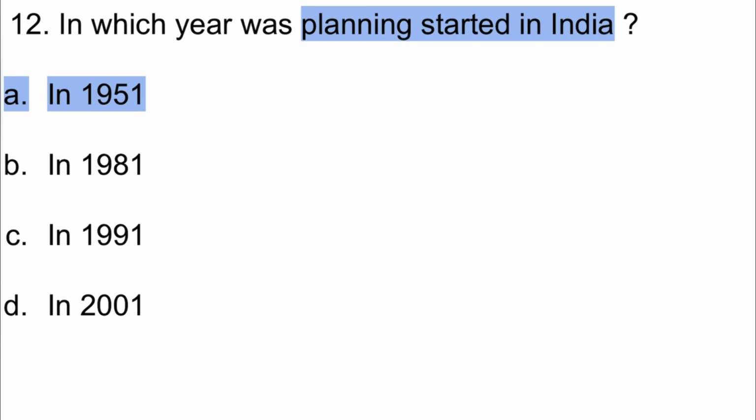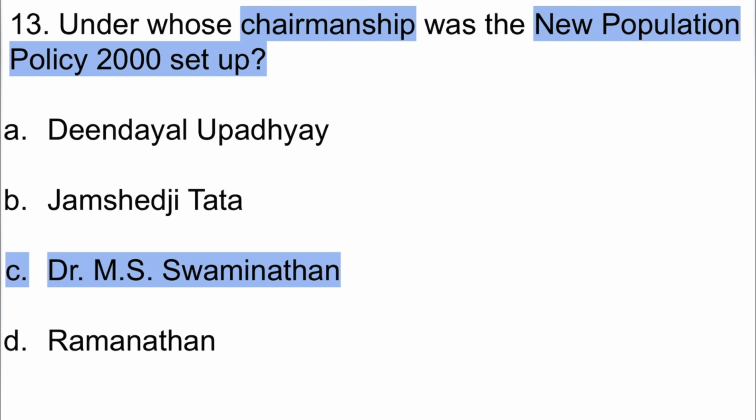12th, in which year was planning started in India? Students, planning was started in the year 1951. So option A is the correct one. 13th, under whose chairmanship was the new population policy 2000 set up? It was set up under the chairmanship of Dr. M.S. Swaminathan. Option C is the correct one.